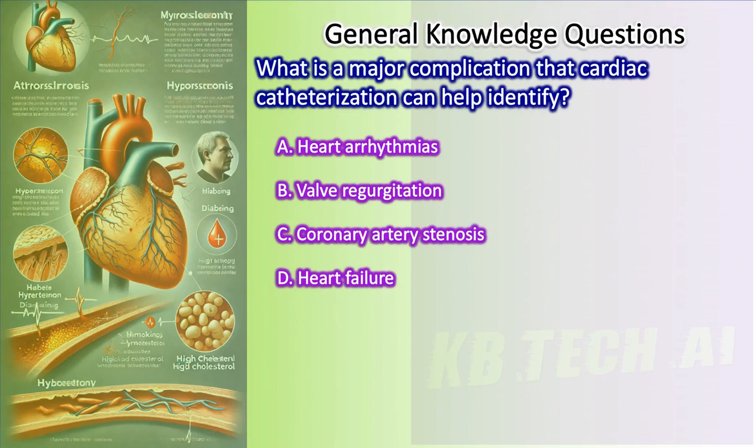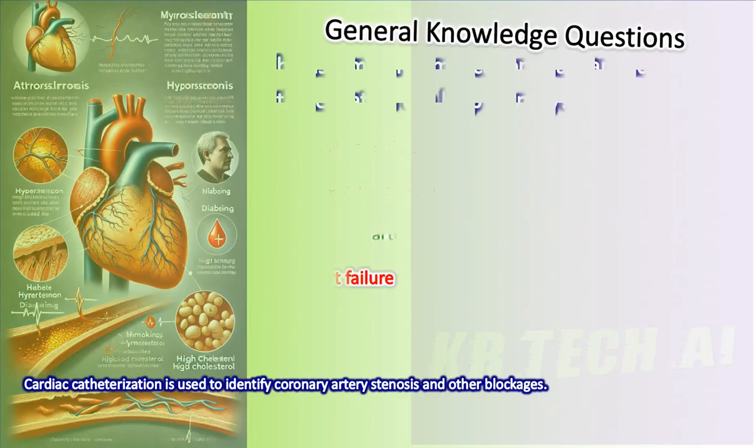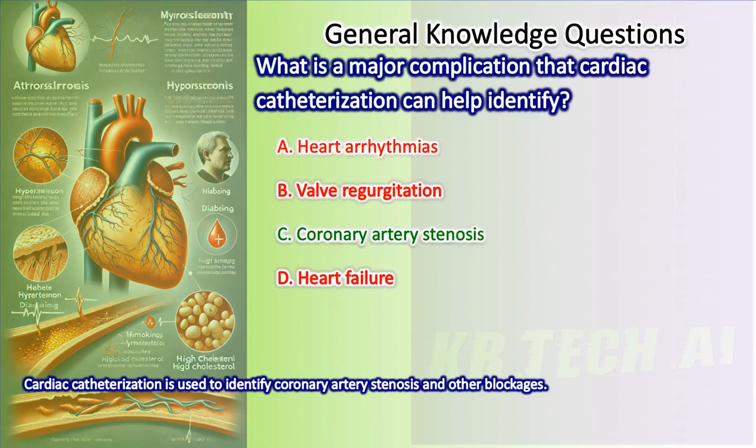Which is a major complication that cardiac catheterization can help identify? Option 1. Heart arrhythmias. Option 2. Valve regurgitation. Option 3. Coronary artery stenosis. Option 4. Heart failure. The answer is option 3. Coronary artery stenosis.